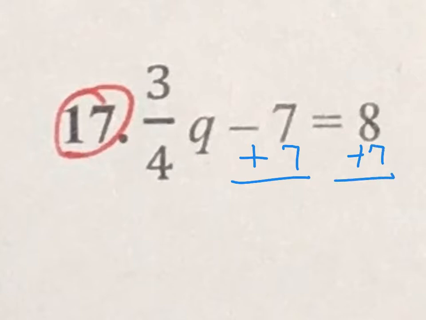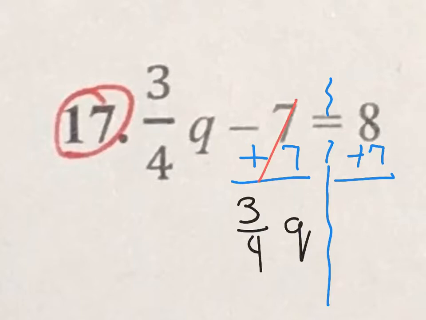What you do to one side, you do to the other side. Okay, so the 7s cancel. Let's rewrite everything. The 3 over 4, the Q comes down, the equal sign. 8 plus 7 is 15, right?